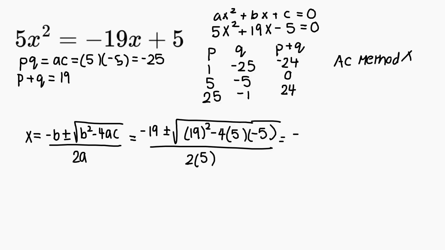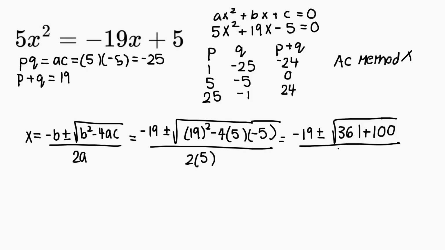This gives us negative 19 plus or minus square root of 19 squared, which is 361. There's two negatives here, which make it a positive. 4 times 5 is 20, times 5 is 100.